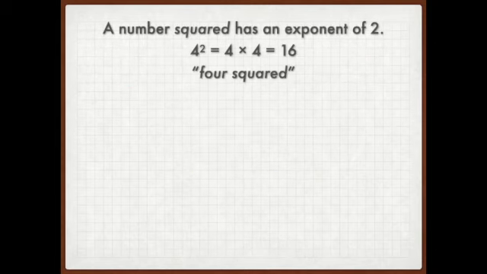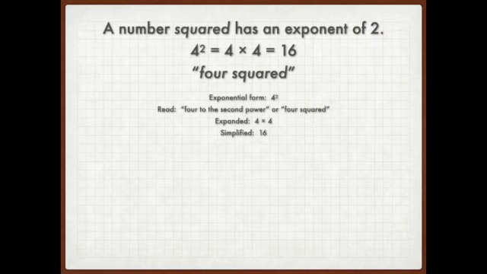Now a number squared is the name given to a number that is to the second power. So instead of saying 4 to the second power, it's going to be 4 squared. And this is 4 times 4. There are two 4s there. So when we write it in exponent form, it is 4, and then you have the exponent 2. If we read it, it's 4 to the second power, or 4 squared. If I want to write the expanded form, that's going to be 4 times 4. And then simplified, as I just said, that's the answer.